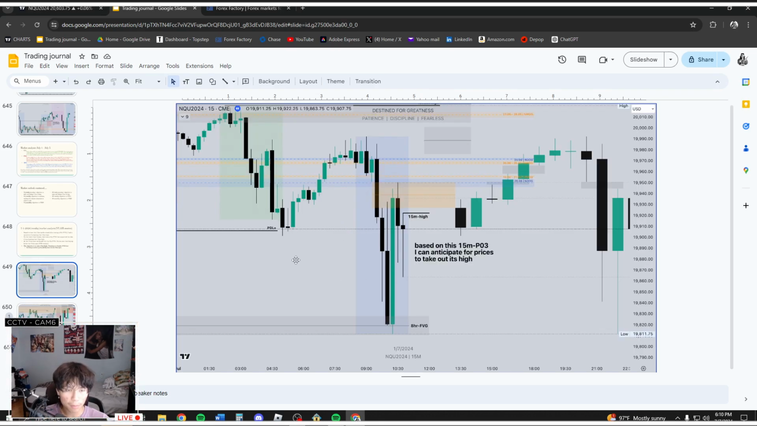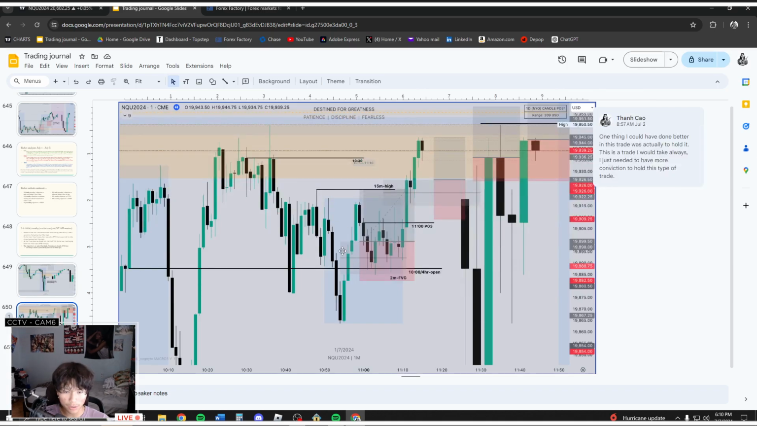So here, my first trade on Monday was based off of the 15-minute candle. We came into this 8-hour FVG here, and we had a pretty nice reaction to it. Based on this 15-minute candle closure, this 15-minute power of 3, I can anticipate us taking out this 15-minute high. So on the lower time frames, I want to see if we have any supporting FVGs that support the idea of us taking out that 15-minute high. And on the 2-minute, there is a 2-minute FVG.